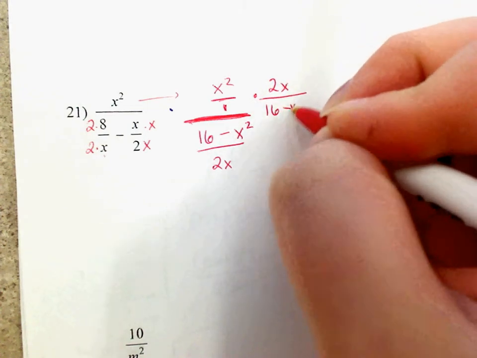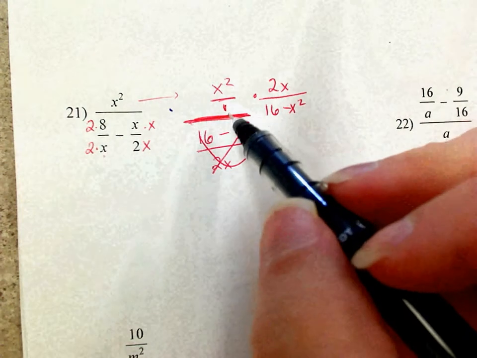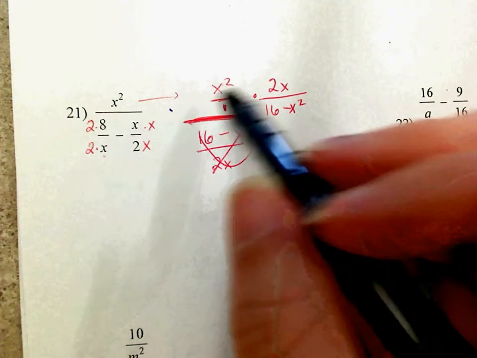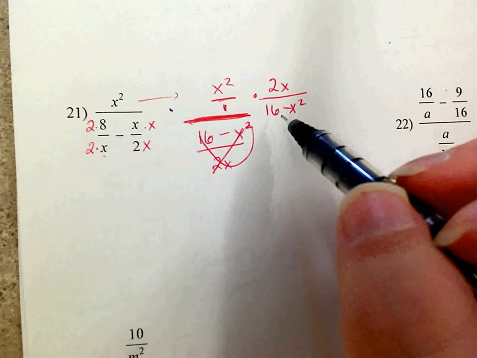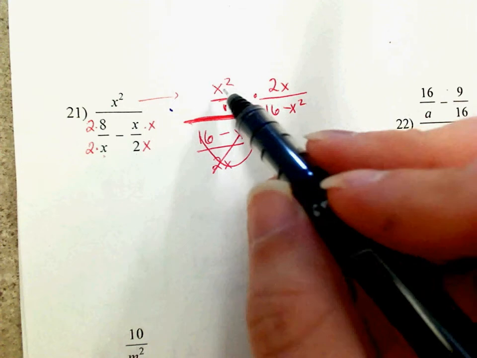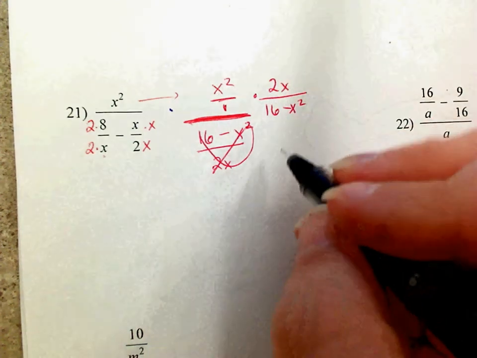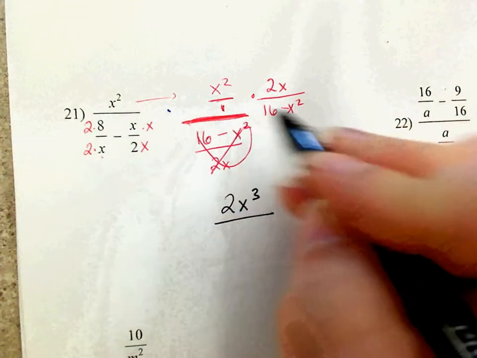Does anything cancel out, or do I just need to simplify? Okay, so I can't cancel anything out, so I just combine. X squared times 2x over 1 times that. Final answer.